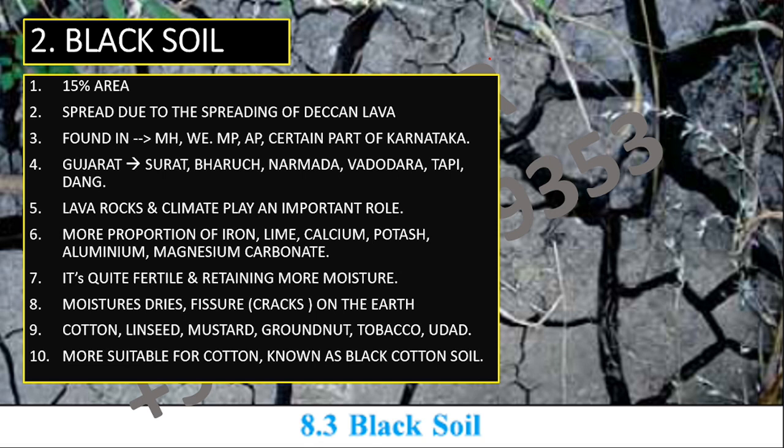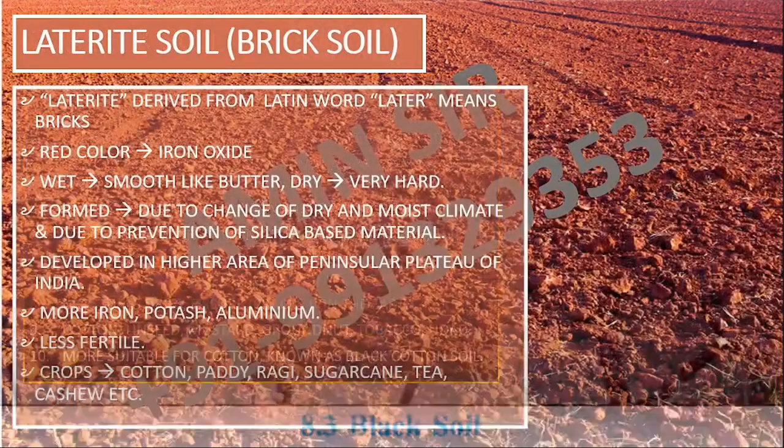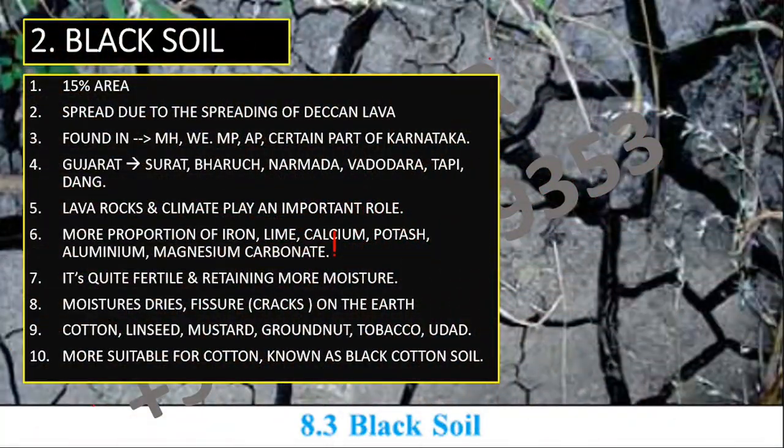When moisture dries, fissures, or we can say cracks, appear on the earth, as we can see in the picture. Just look at the picture here, the fissures are available. Cotton, linseed, mustard, groundnut, tobacco and urad dal can be grown in this soil. This soil is most suitable for cotton, and that's why it is also known as black cotton soil.